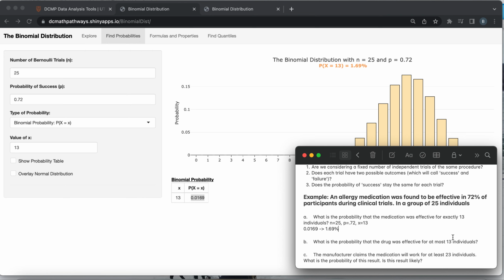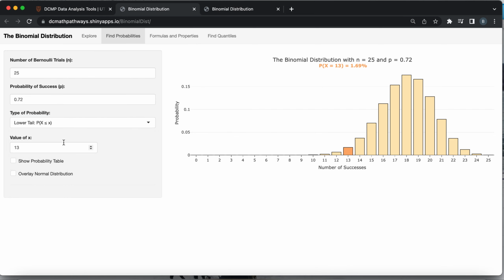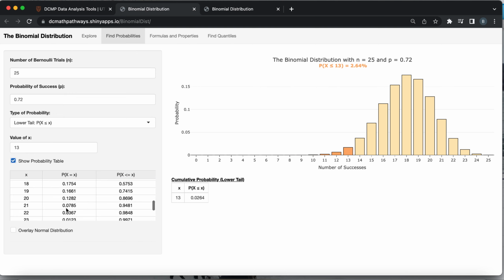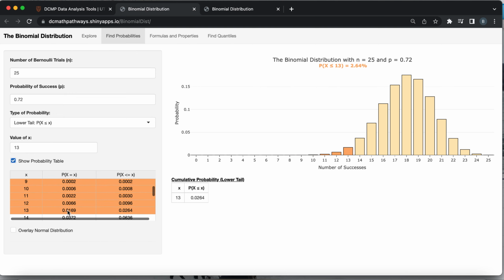Now sometimes we want to see less than or greater than. This one we have at most. At most would mean less than or equal to, because it can be anything up to 13. So less than or equal to 13. We're just going to change this to less than or equal to, and that will give our percent. You can also look at the table, and this will show us all of our different probabilities. You can see how these are highlighted, everything up to 13, which you can see also in the picture up here. So all the ones under 13 will get the dark orange.